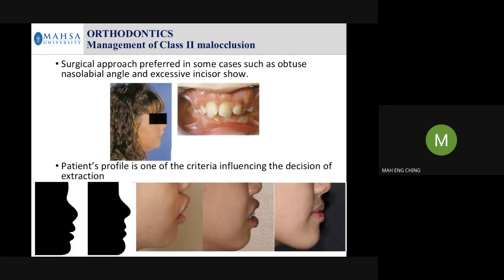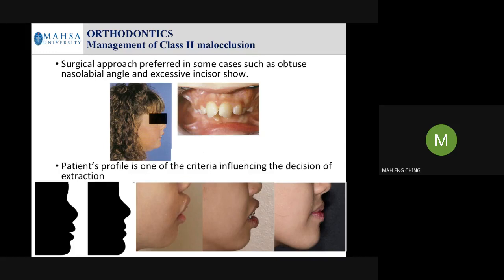So a surgical approach is preferred in some cases, such as obtuse nasolabial angle and excessive incisor show. Sometimes if the patient has a severe gummy smile, or the skeletal pattern becomes too severe, that means the lower jaw is too short, beyond the scope of braces, we cannot achieve the best result with braces only. Then this kind of patient is usually best dealt with by a surgical approach. Maybe we have to cut the lower jaw, or sometimes we break the upper and lower jaw and realign them back to a better proportion. So this is what we call orthodontic surgery, usually best for the severe skeletal class 2 patient.